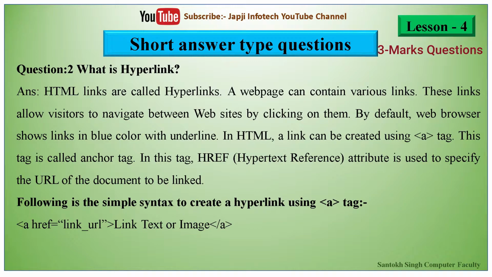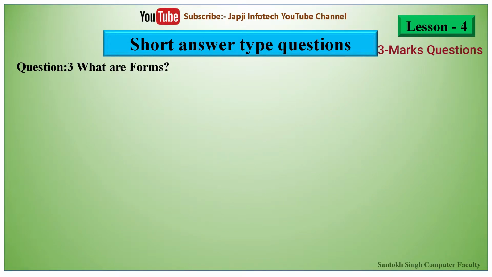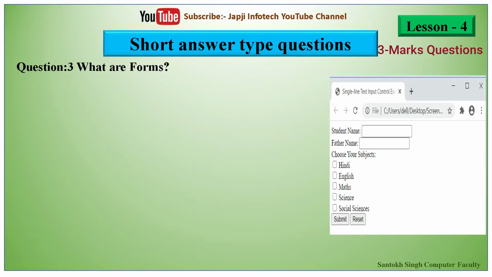And the example is left angle bracket A space HREF equal to, in the double quote, write the full URL link of the web page, then right angle bracket, then write the text to be displayed, which is link text or image, then close the anchor tag. And the third question is, what are forms?